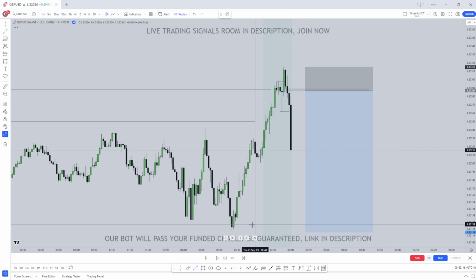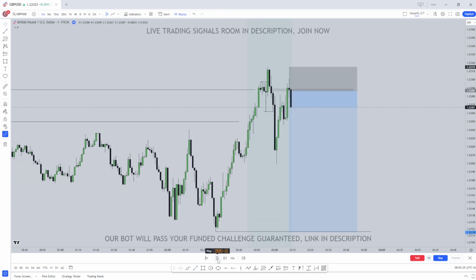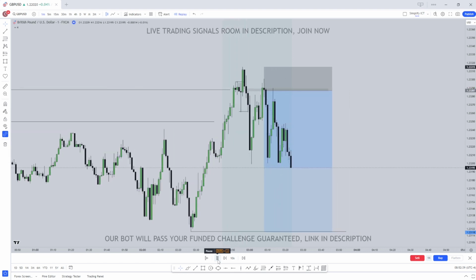Now, you could have a set risk to reward ratio, like I said at the start, but you will find higher risk to reward moves if you do target opposing liquidity. So let's see how price treats this area. And as you can see, price taps into that area nicely. And let's see them move in the opposite direction now.